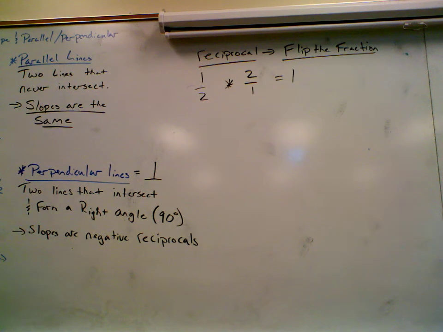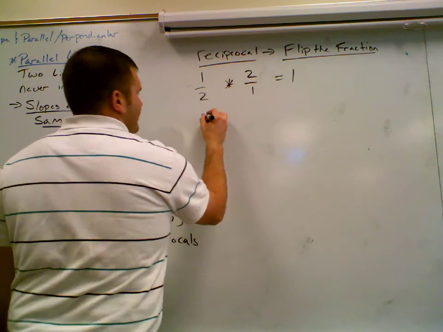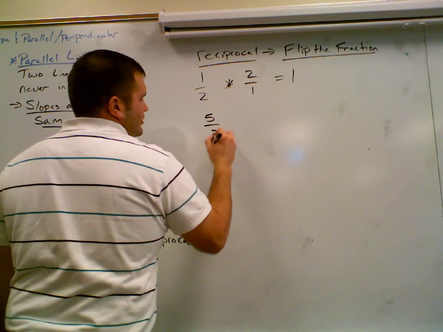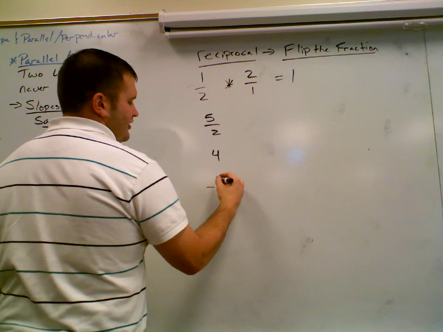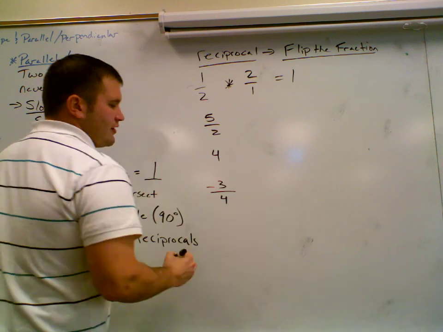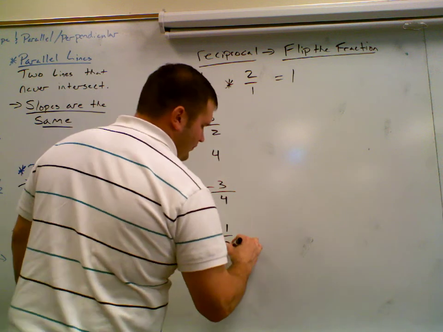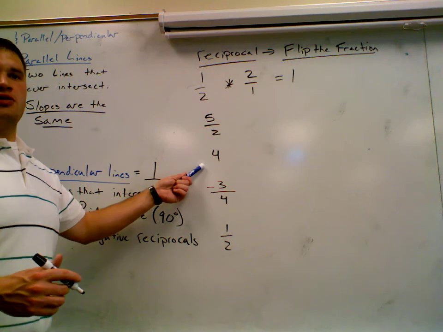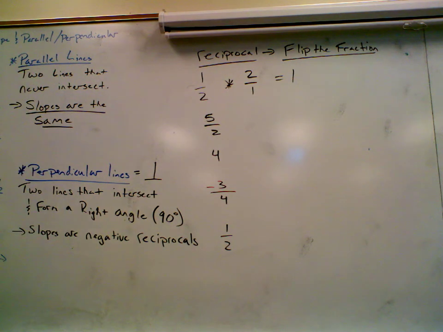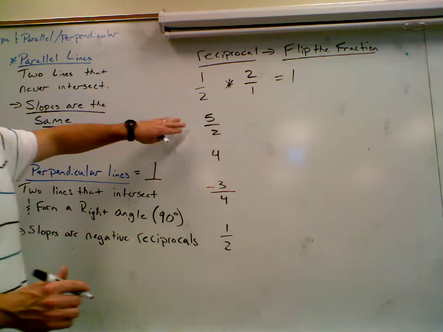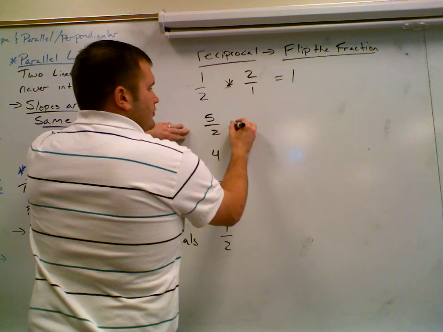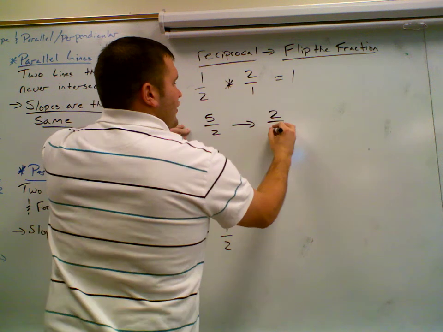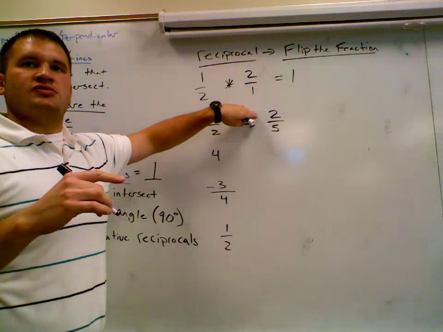Okay. So let's say I have some numbers. Let's say I have 5 halves, 4, -3/4, and 1/2. Those are 4 fractions, right? 4 is a fraction because this is 4/1. What's the reciprocal of 5 halves? Just 2/5. The reciprocal is 2/5.